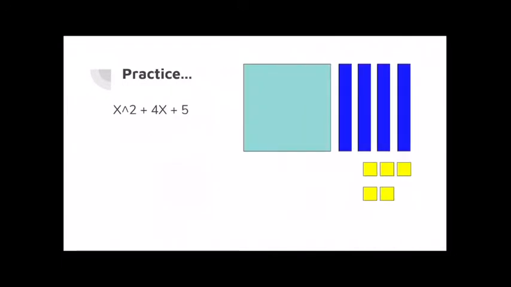Okay, here let's select our figures for organizing according to the equation. For example, we have x squared plus 4x plus 5. We select 1 big square, 4 rectangles, and 5 mini squares. The big square is the value of x to the second power, the rectangles are the values of 4x, and the mini squares are the values of 5.